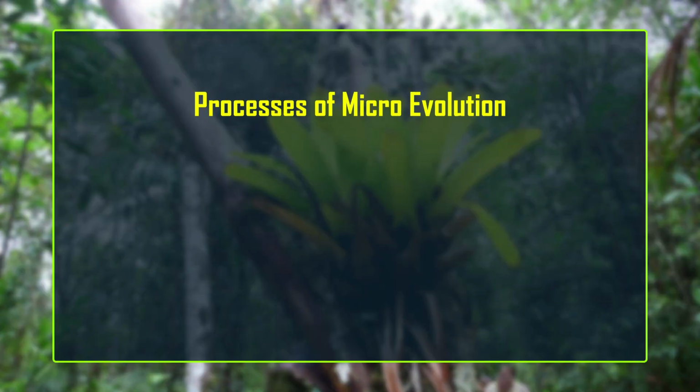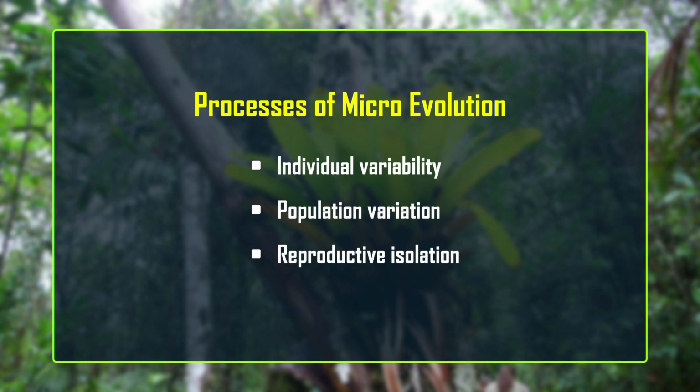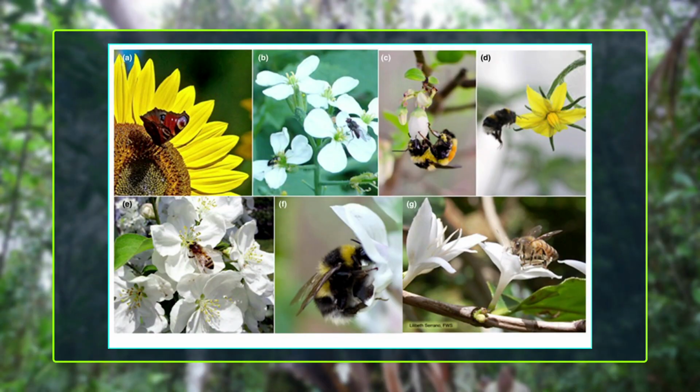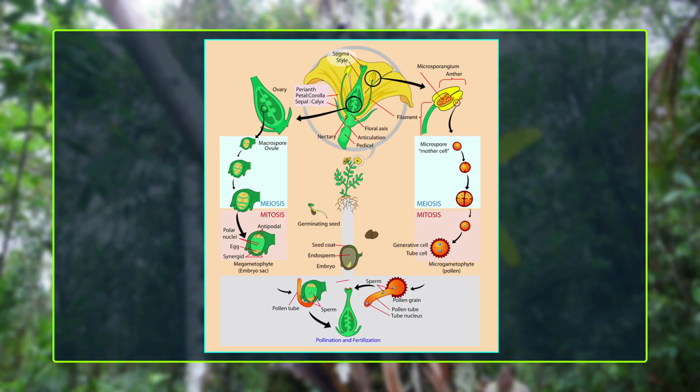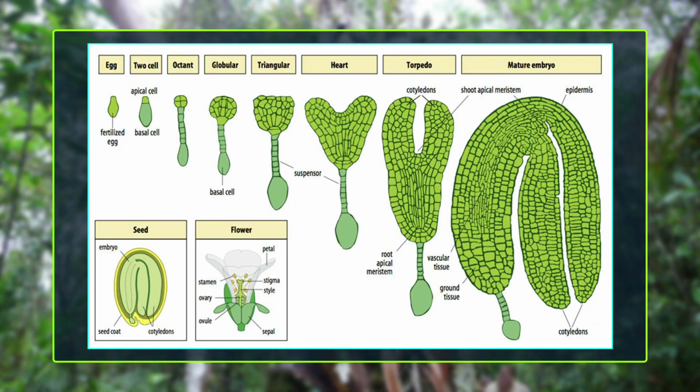Systematics helps us in understanding the process of evolution. The process of microevolution, such as individual variability, variation in populations, reproductive isolation, and modes of speciation, are all studied through systematic research. The broad-scale evolutionary processes, also called macroevolution, are understood through systematic studies. For example, the trends in specialization of flowers in plants and pollinators, seeds and their dispersal agents. These macroevolutionary insights are helpful in other areas of biology such as reproductive biology, developmental biology, etc.